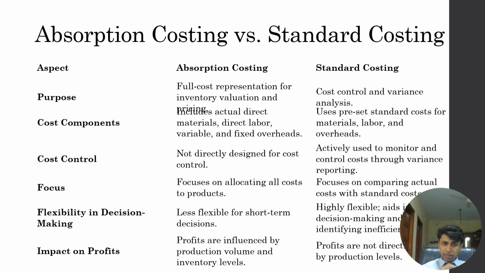And then flexibility in decision making. In absorption costing, there is less flexibility in short term decisions. On the other hand, standard costing provides highly flexible decision making in the short term and the long term. Talking about the profits, in absorption costing, the profits are influenced by production volume and the inventory levels. On the other hand, in standard costing, profits are not directly linked with the production levels or the inventory.